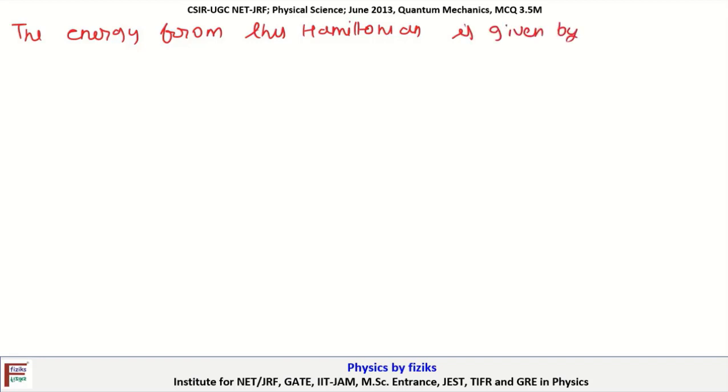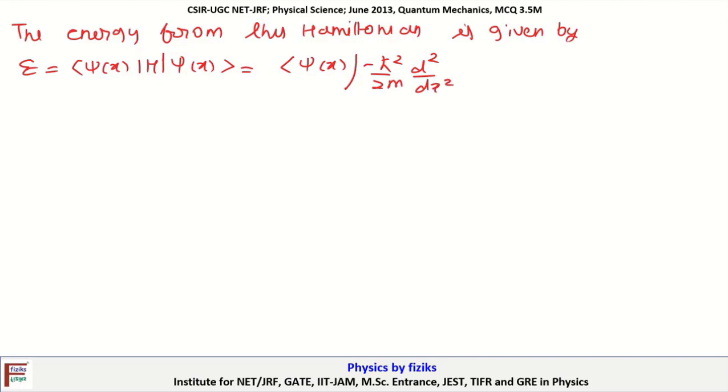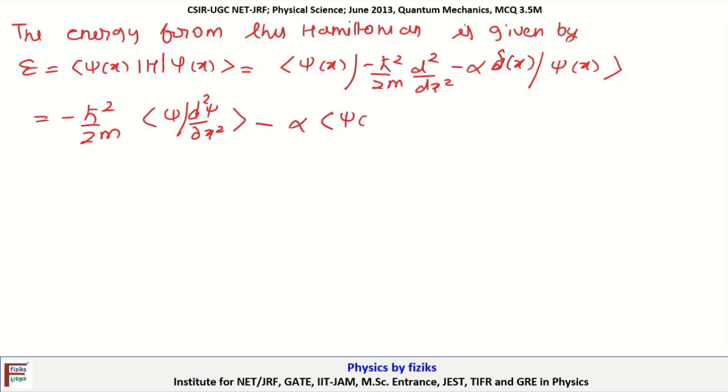The energy from this Hamiltonian is given by the expectation value of H, equal to psi of x, H, psi of x, which is the integral of psi times minus h bar square by 2m d square by dx square minus alpha delta of x into psi of x, equal to minus h bar square by twice m psi del square psi by del x square minus alpha psi of x into delta of x into psi of x.